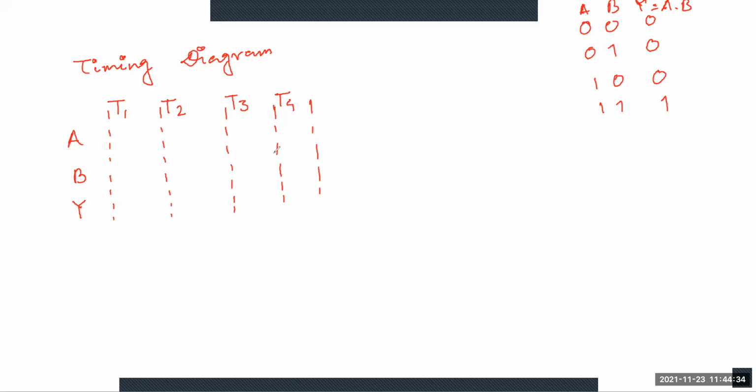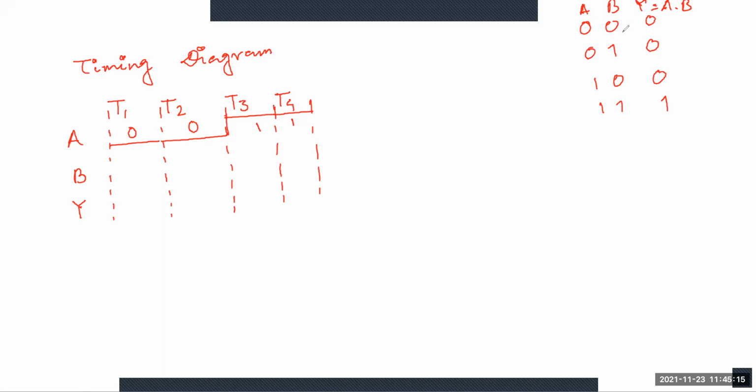Yes, sir. So when it is 0, the logic is low, or you can say the level is low. So in that case, it is like that. This is 0. Again, this is 0. Now here this is 1, and again this is 1. So 1 means the logic is high. So this is 0, this is 0, this is 1, and this is 1.